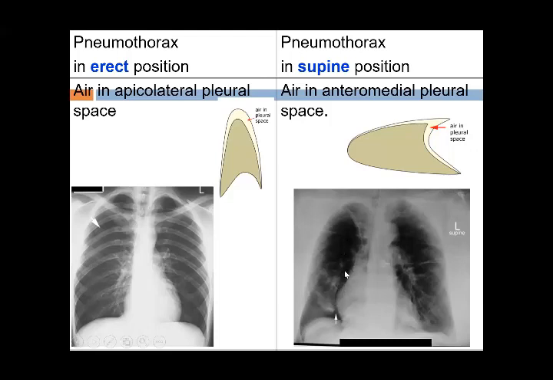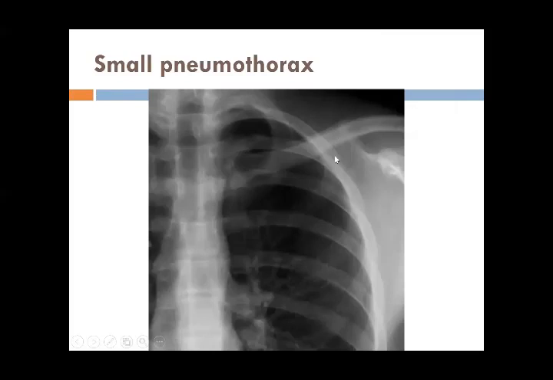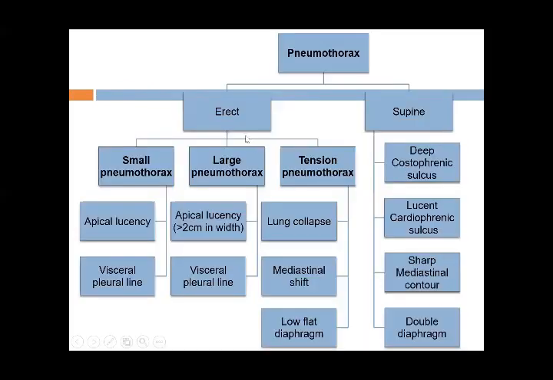Air into the lung, which is in the lying position. It usually comes around as a line around the viscera. So the pneumothorax, when seen in the erect position, can be a small pneumothorax, a large pneumothorax, or a tension pneumothorax.